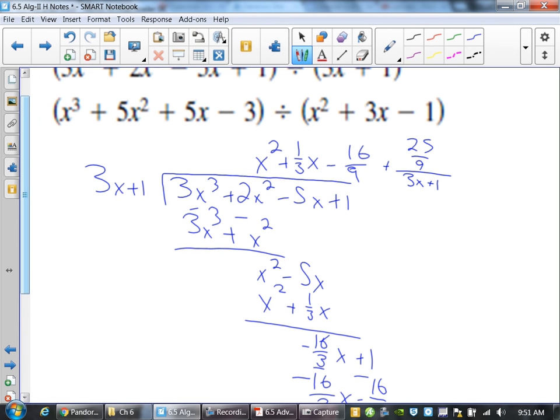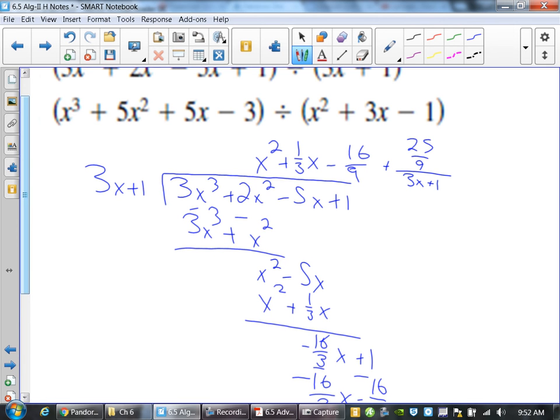I got the 3x squared. I got up to the x squared minus 5, then I got the 1/3 x part. That's all I got. And I just did 9 because that's the remainder. Remember, it's always a fractional amount. Whatever your remainder is, you throw it over what you divide by.